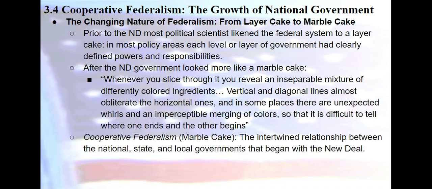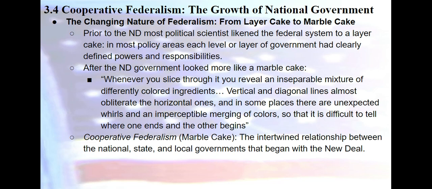Prior to the New Deal, most political scientists likened the federal system to a layered cake. In other words, each level of government, the national, state, and local level, was able to do certain things in certain policy areas. Each layer of government had clearly defined powers and responsibilities. After the New Deal, they started to refer to the government as more of a marble cake.